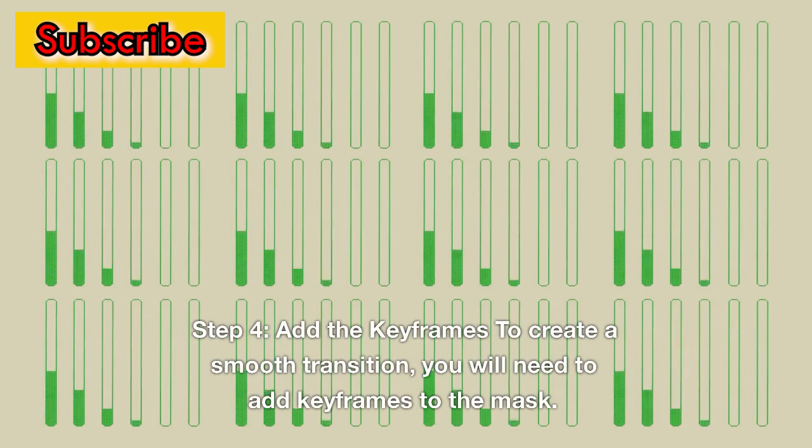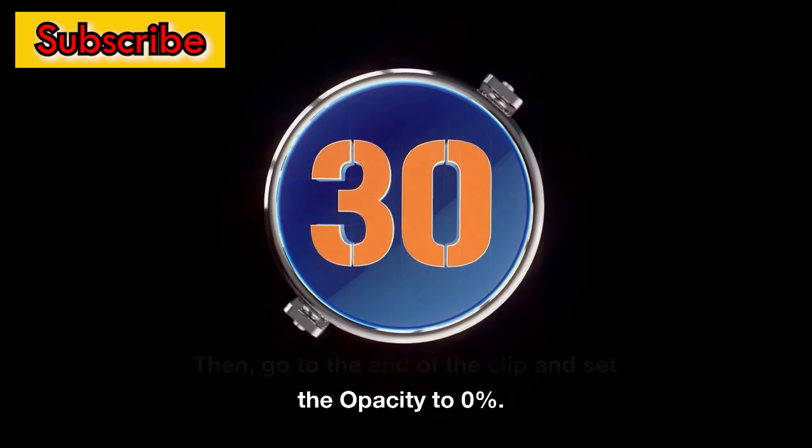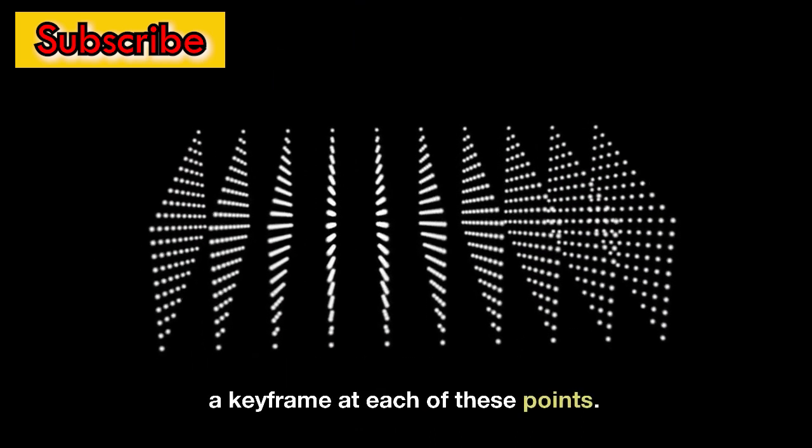Step 4. Add the keyframes to create a smooth transition. You will need to add keyframes to the mask. Go to the beginning of the clip and set the opacity to 100%. Then, go to the end of the clip and set the opacity to 0%. Premiere Pro will automatically create a keyframe at each of these points.